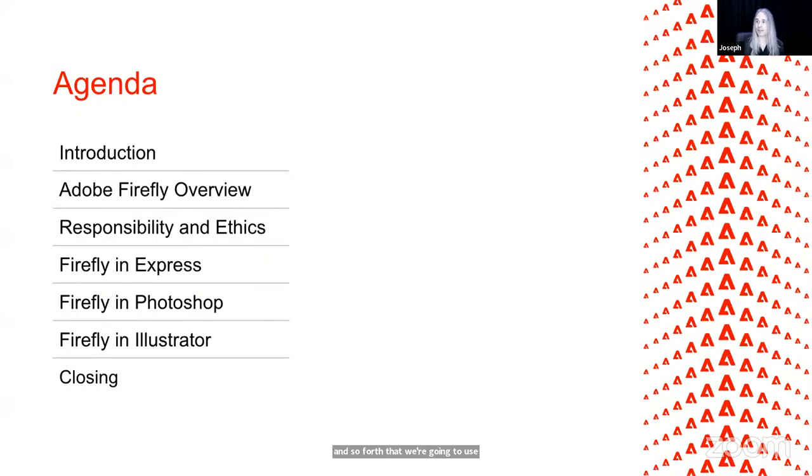So what are we going to go over today? We've got 1 hour, so I hope to hit all these things, right? A little bit of introduction. We're going to do an overview of Firefly, like what is it, what makes it unique apart from other generative AI. Responsibility and ethics, which is something that constantly comes up, right? Firefly does have a very unique approach to this particular concern. And then we're going to look at different things.